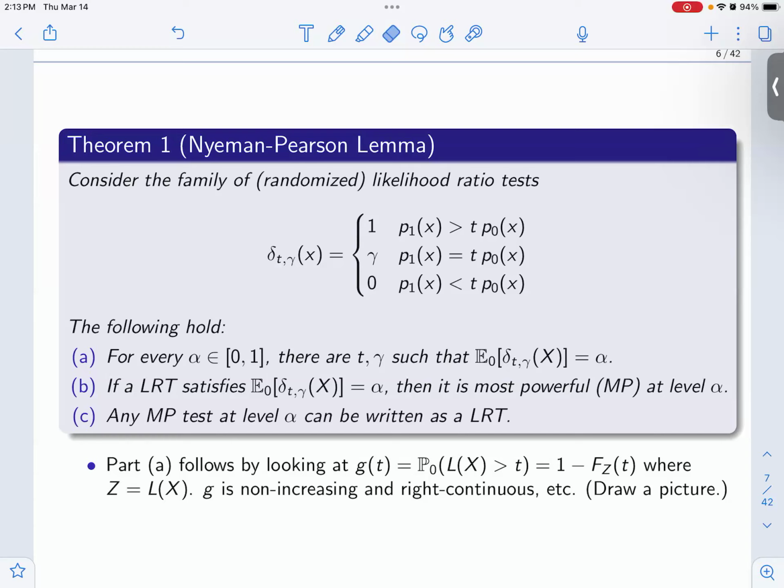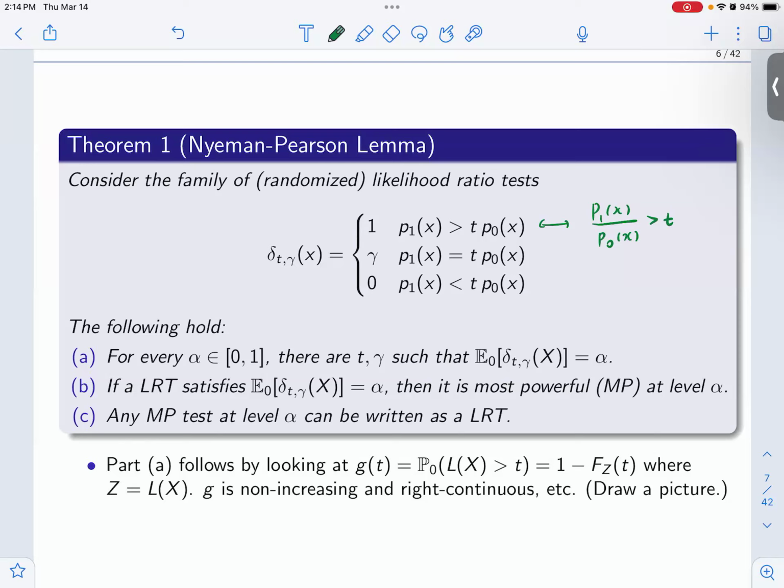The idea is the same. P1 divided by P0 is the likelihood ratio. Rather than writing it like that, you can write it like this because this is less ambiguous. There's no division by zero here, so this makes sense even if both sides are zero, or one side is zero. Roughly speaking, you don't worry about division by zero. So this is a likelihood ratio test that thresholds the likelihood ratio at level T.